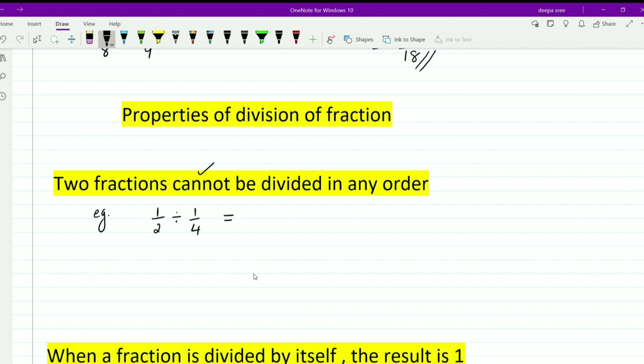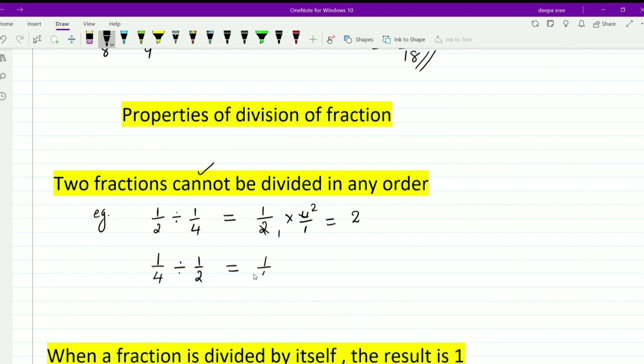So 1 by 2 divided by 1 by 4. We know how to do division. 1 by 2 into 4 by 1. So 1 by 2 into 4 by 1, 2 ones are 2 and 2 twos are 4. So you are getting the answer 2. Now we can change the order. That is, 1 by 4 I am taking first, divided by 1 by 2. So we can go through whether the answers are the same or not.